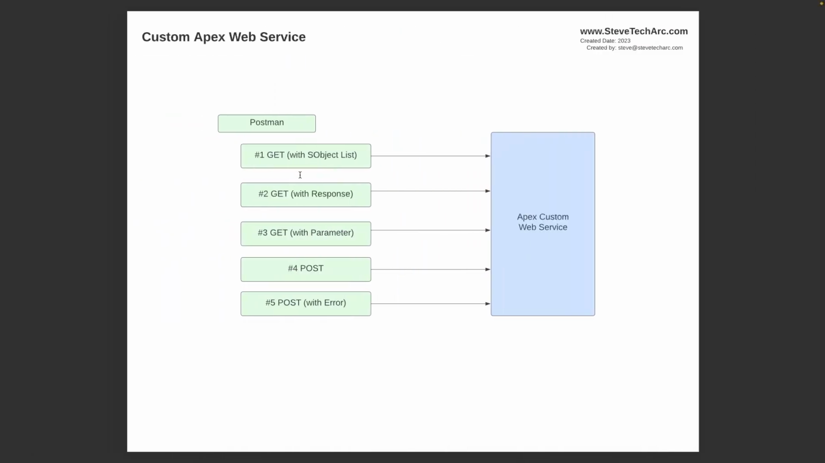So as we've gone through, we have the get returning a standard SObject list, the get with a response, the get with a parameter, moving into the post verb with the request and the response as JSON. We then have the post with an error. So those are the basic building blocks for having a custom Apex web service, starting with a simple get and moving up in complexity. In future videos, we'll be talking about more intricacies and things you can do with those.